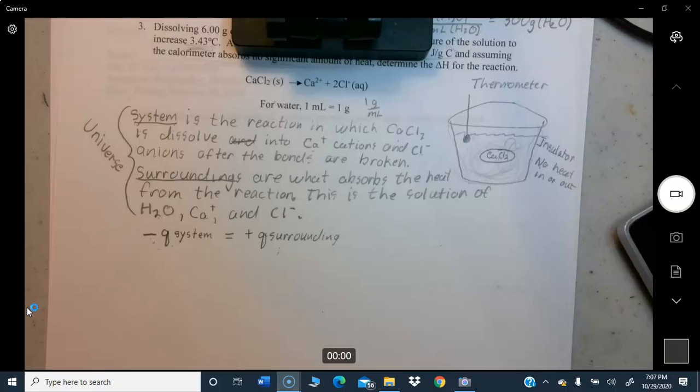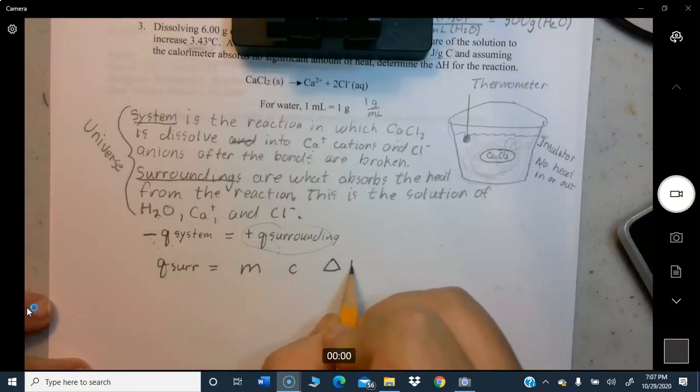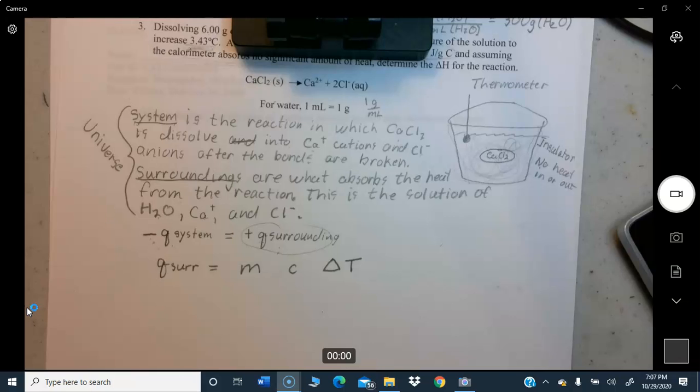So now what we're going to do is figure out how much heat is going into the surroundings. So we have a formula. And I'm going to abbreviate surroundings here. Okay, so it's the formula that relates heat and temperature. So let's understand what each of these are.